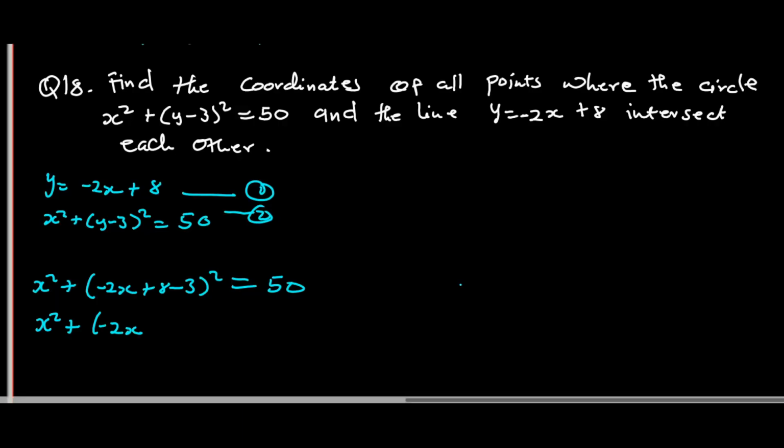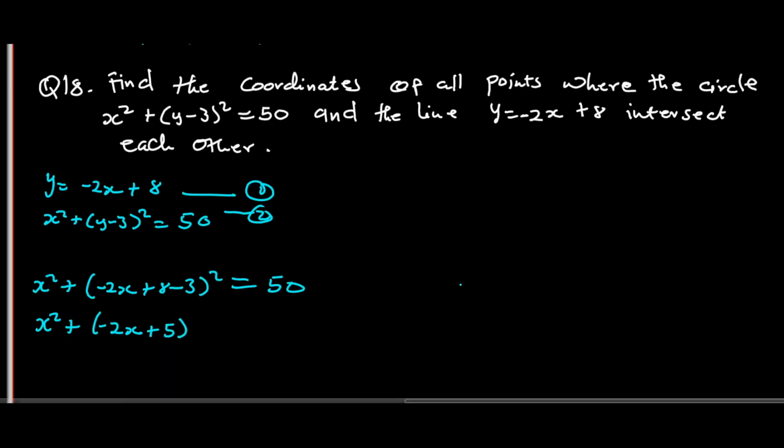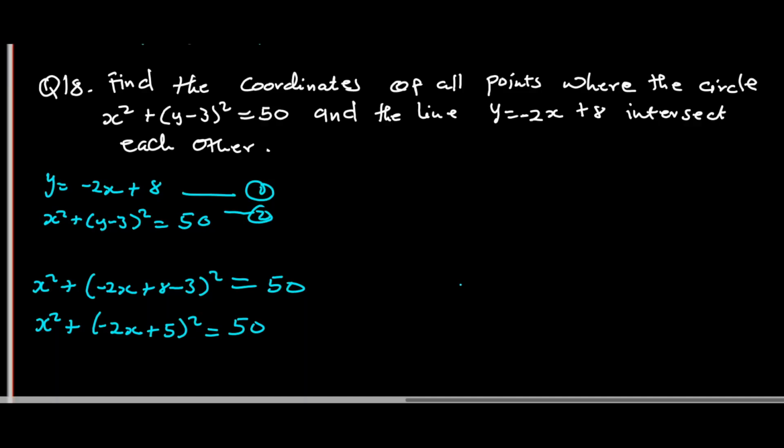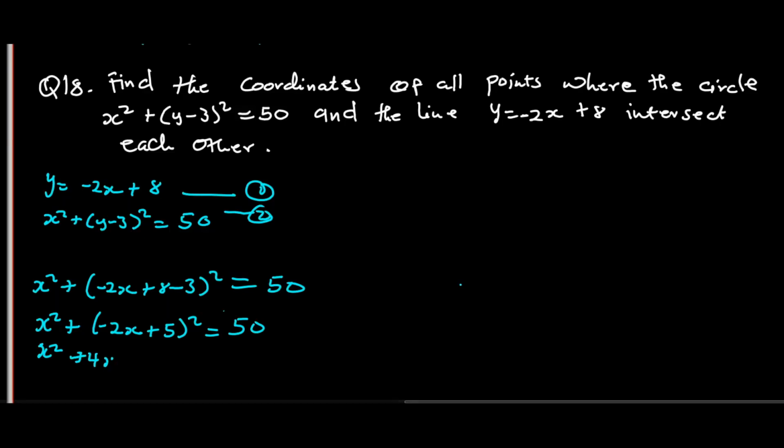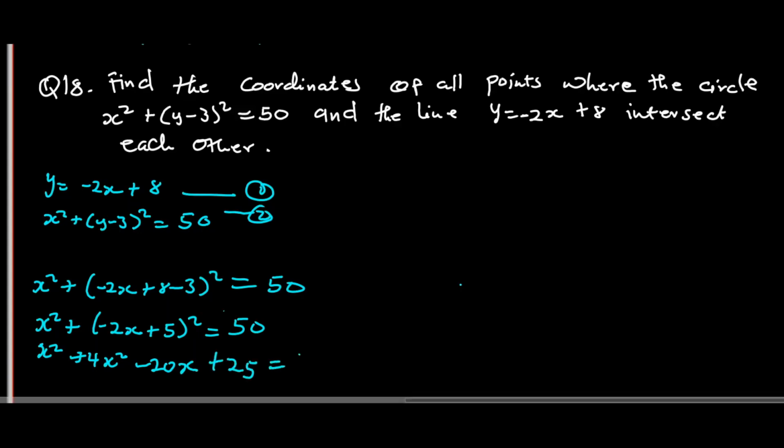Now when we simplify that, we have (x + 5) all squared equal to 50. So now we can expand on whatever we have here. So let's expand what we have. When we expand, we are going to have x squared plus 4x squared minus 20x plus 25, and that should give us 50.